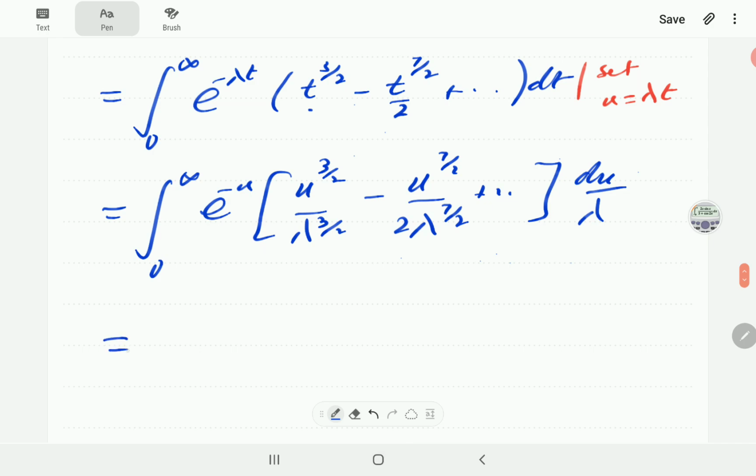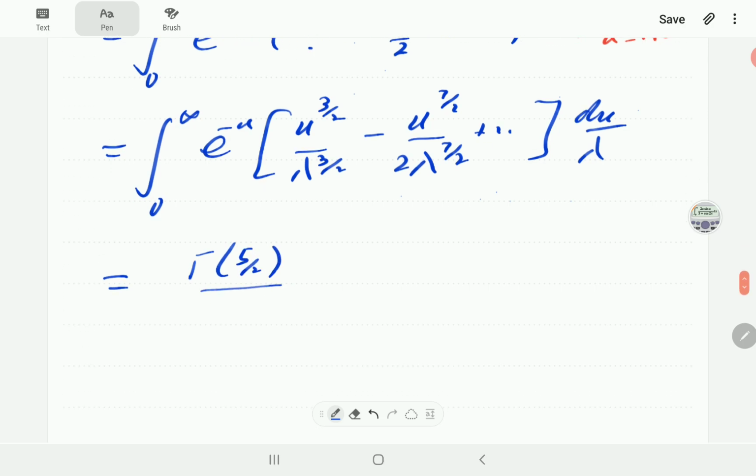Then if we integrate this using gamma functions, this is going to be gamma of 5/2 divided by lambda to the power 5/2, minus gamma of 9/2 divided by 2 lambda to the power 9/2.